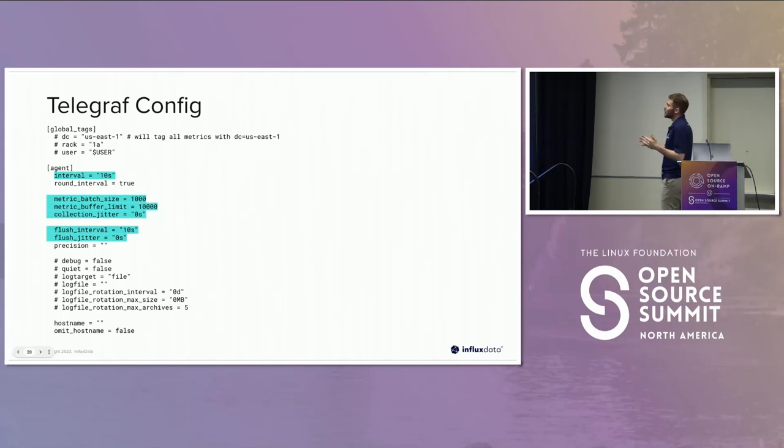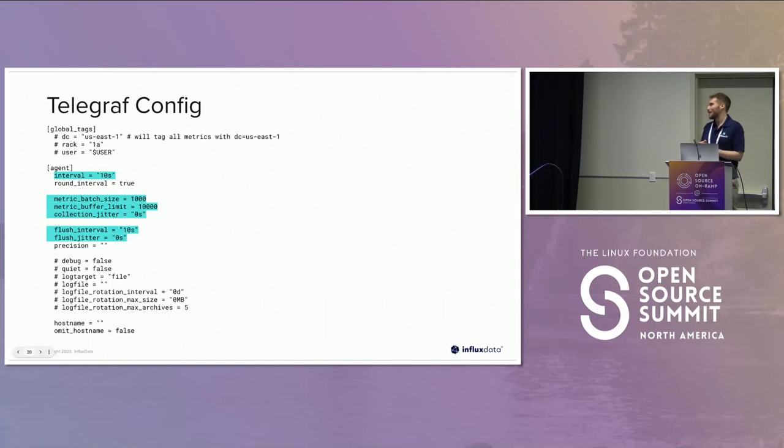Just as you know, the bigger queue that you have, the more memory that you need. Just a simple one there, because we've seen people put astronomical queues in before and go, why have I run out of memory? And that's because you've stopped connecting to the internet and you've got too many metrics in your buffer.